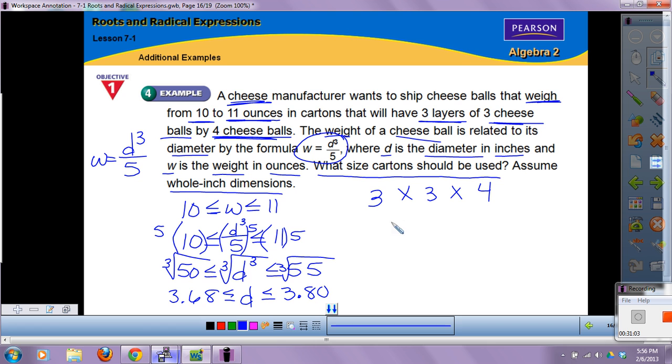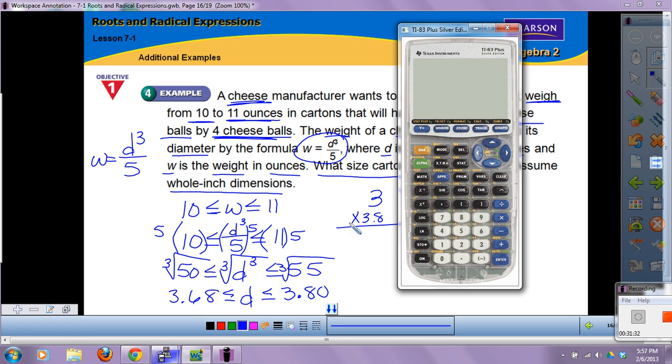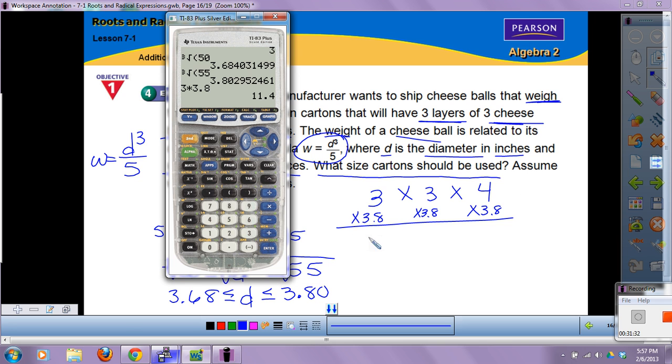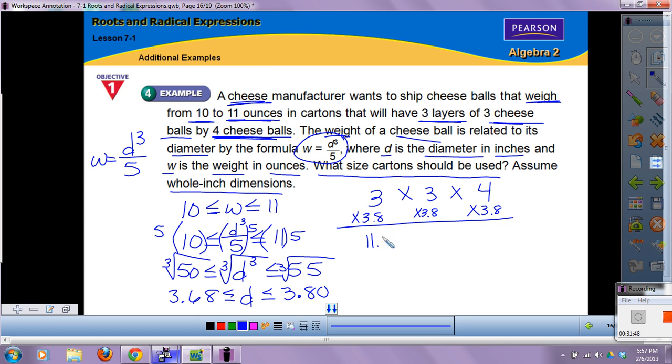And each diameter is 3 and 8/10. So I'm just going to take each one of these dimensions times 3 and 8/10 to find out how big each one of these dimensions needs to be. So on your calculator again, 3 times 3 and 8/10 is 11 and 4/10, and then 4 times 3 and 8/10 is 15 and 2/10. So 11 and 4/10, 15 and 2/10.